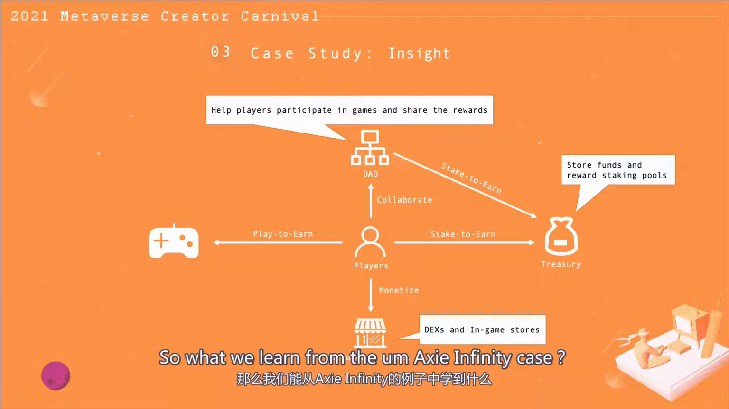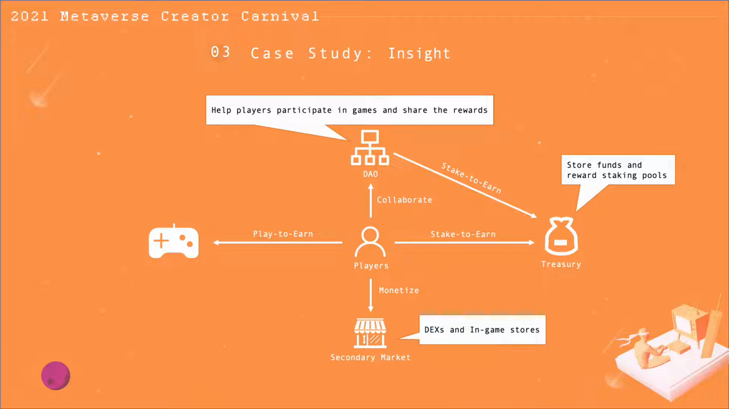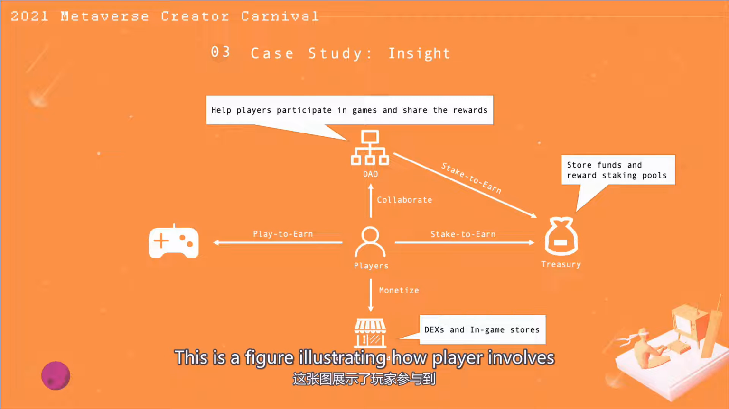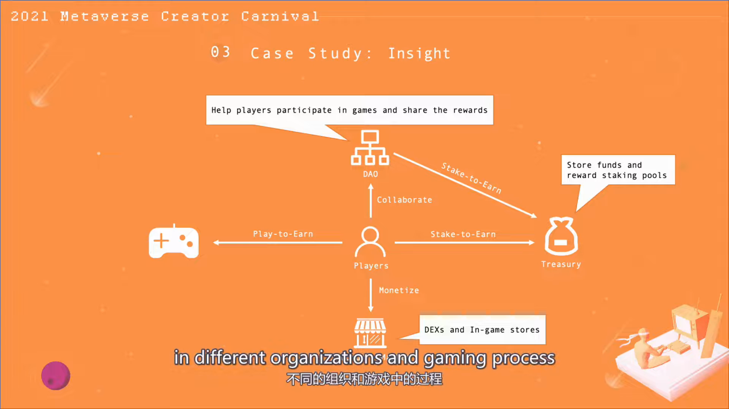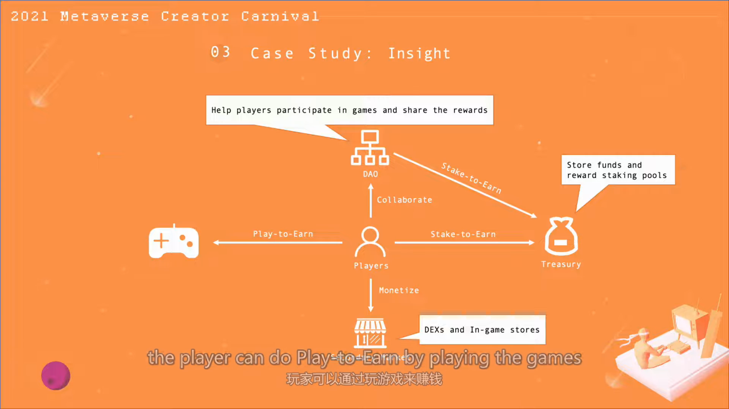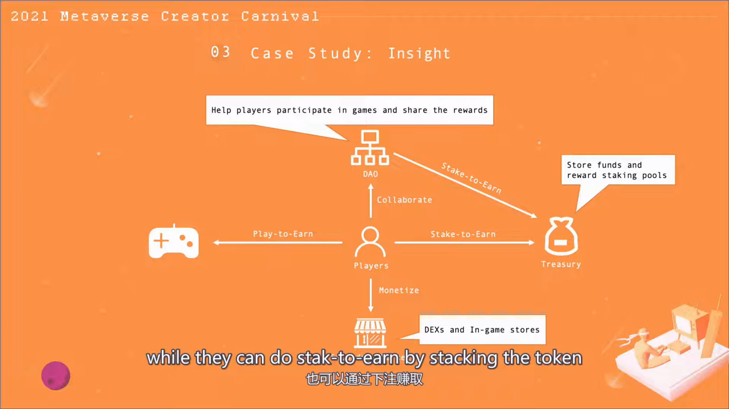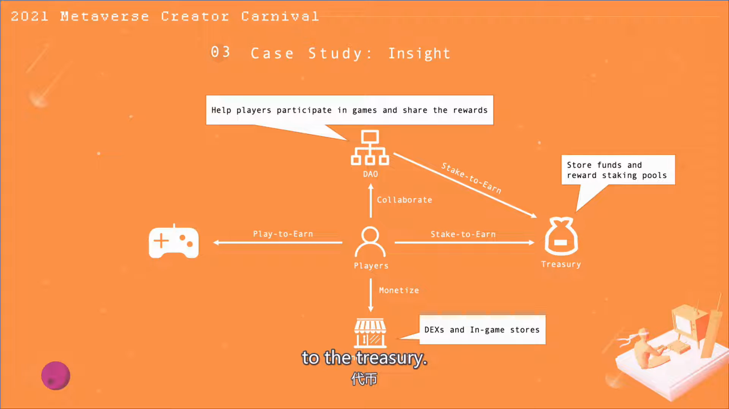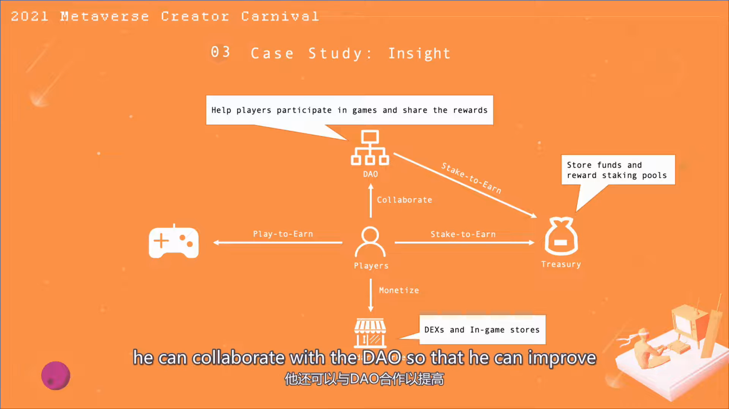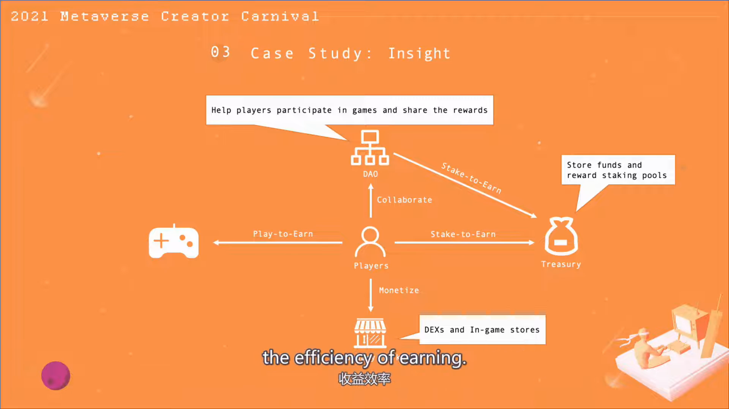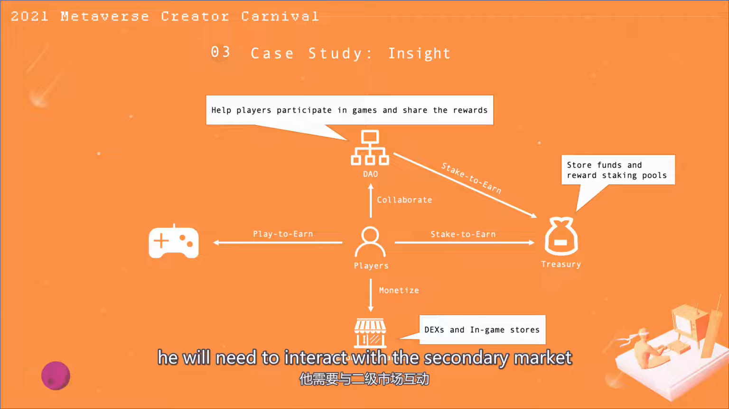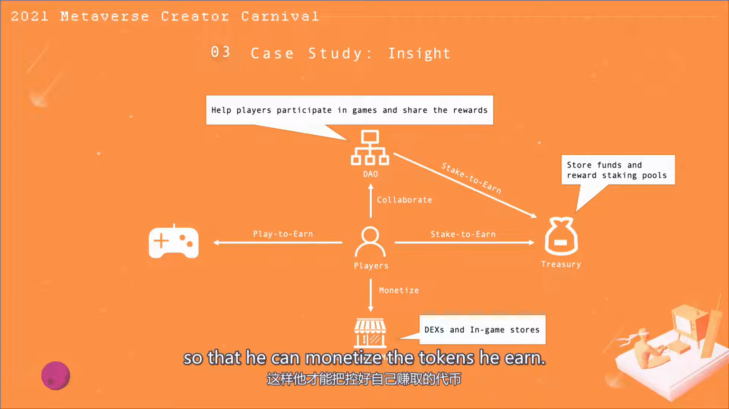So what we learned from the AC Infinity case. This is a figure illustrating how player involves in different organizations and gaming process. As you can see, the player can do play to earn by playing the games, while they can do stake to earn by staking the tokens to the treasury. Also, he can collaborate with the DAO so that he can improve the efficiency of earning. And eventually, of course, he will need to interact with the secondary market so that he can monetize the tokens he earned.